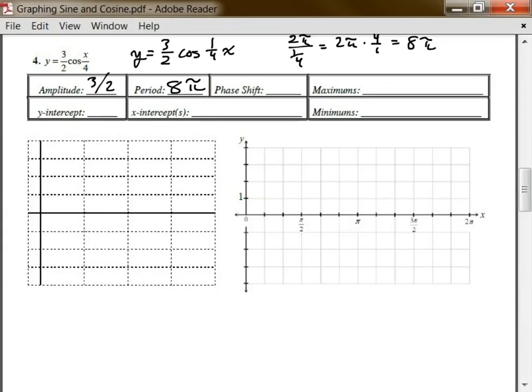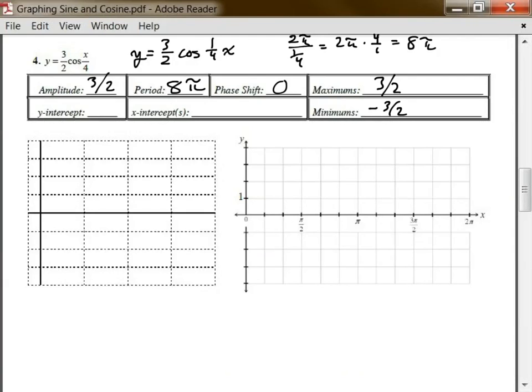So let's see what our graph is going to look like. A phase shift, we have none. There's no phase shift because there's nothing being added to the function like that. So we have 0. The maximums are going to be at 3 over 2, or you could say 1.5. The minimums are going to be at negative 3 over 2, or you could say negative 1.5.